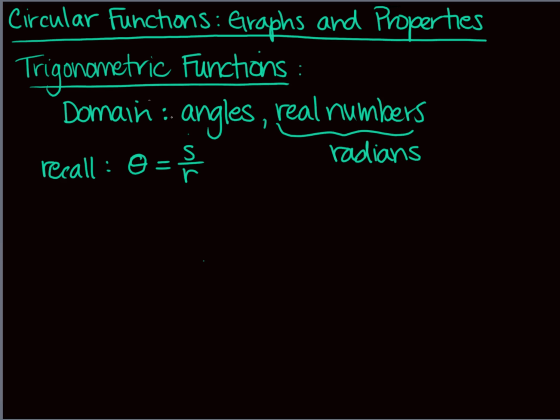My computer isn't quite doing what I want it to, but okay, so recall that we had theta equals S over R, where S is that arc length of a sector of the circle. But what if we're on the unit circle?